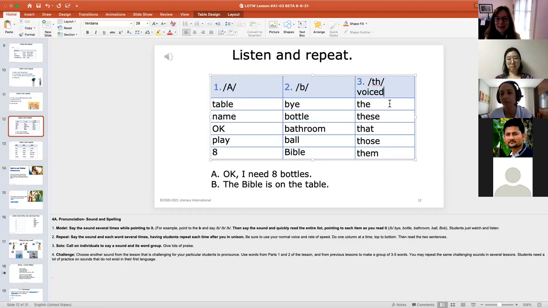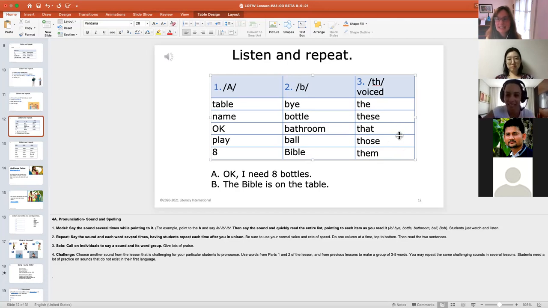Okay, so now I'm going to read the column of words here. The, these, that, those, them. Let's repeat that together. The, these, that, those, them. Very good. Kezia, can you try this solo? They, these, that, those, them. Okay, very good, very good.